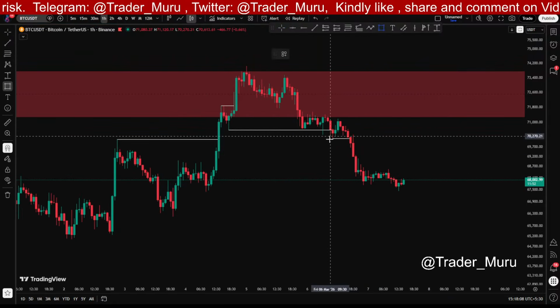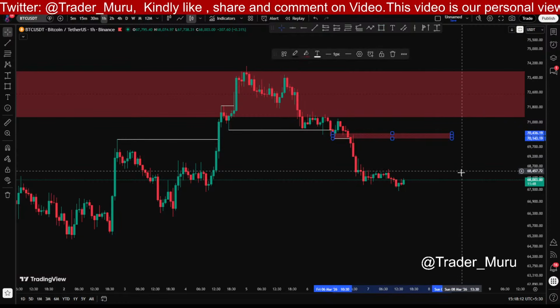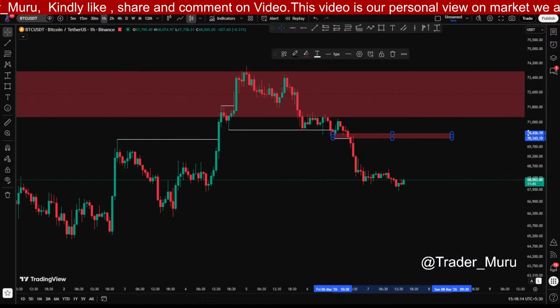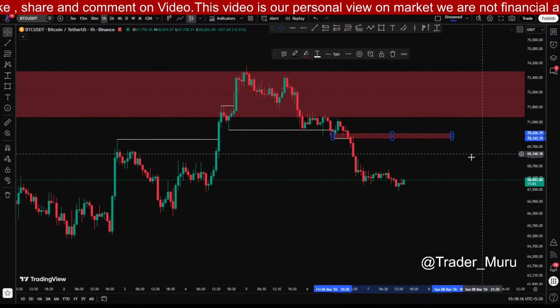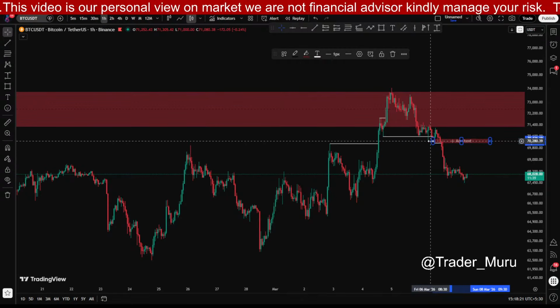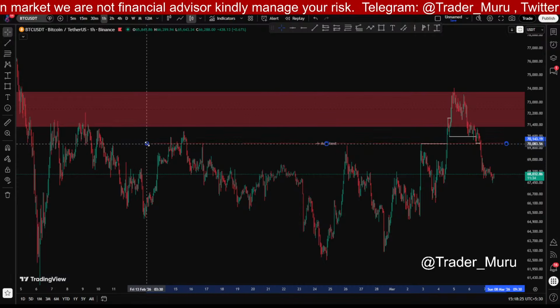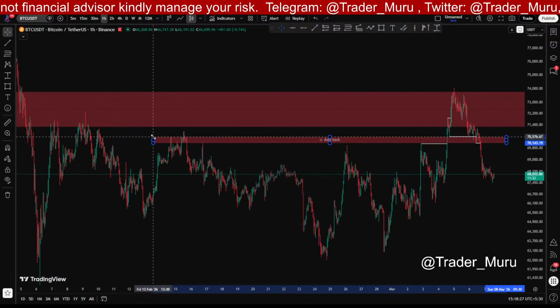If price pumps, this area will be good for a short opportunity around 70,000 to 70,500. If I extend it, this full zone.